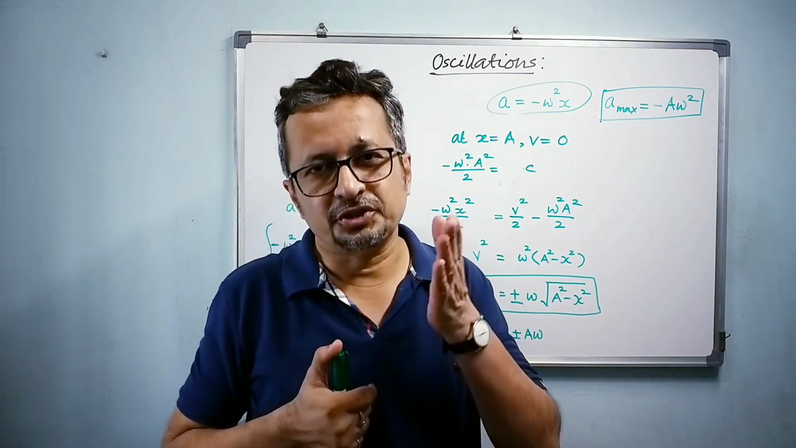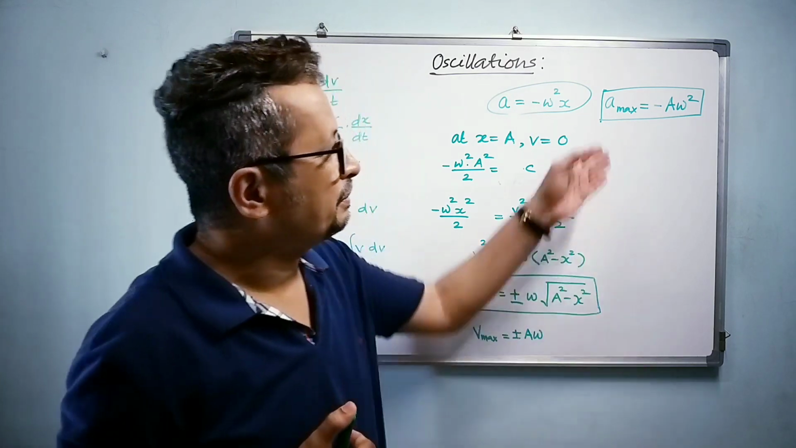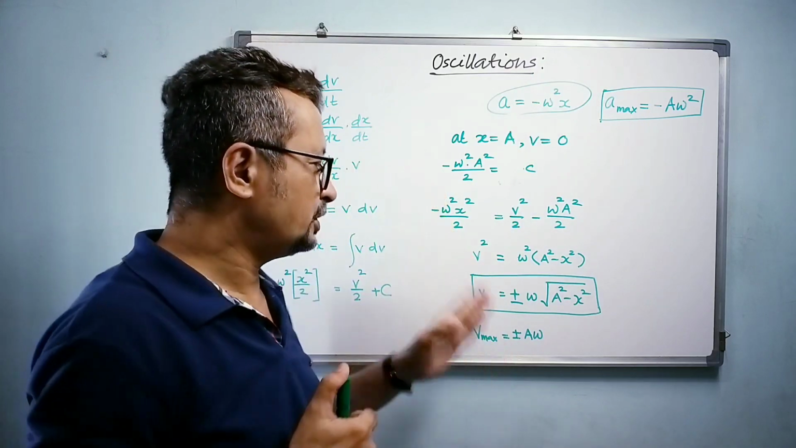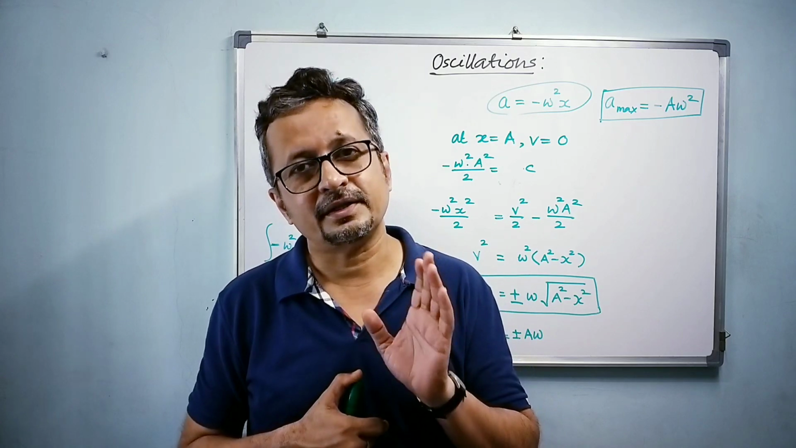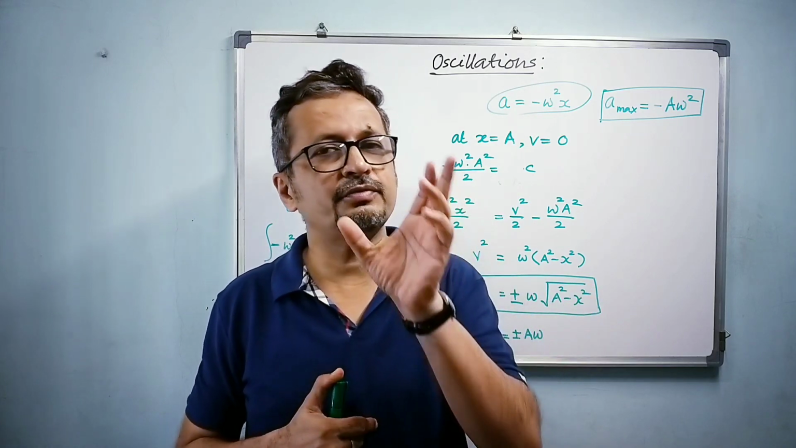So acceleration is 0 at the mean position and maximum at the extreme position. Velocity is maximum at the mean position and minimum at the extreme position. So that was about velocity and acceleration.